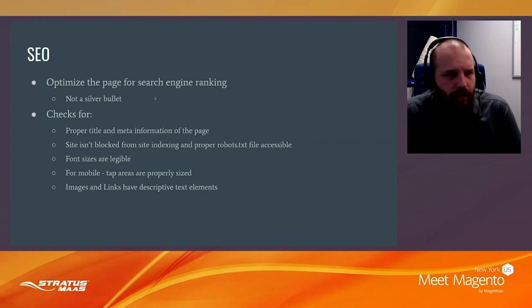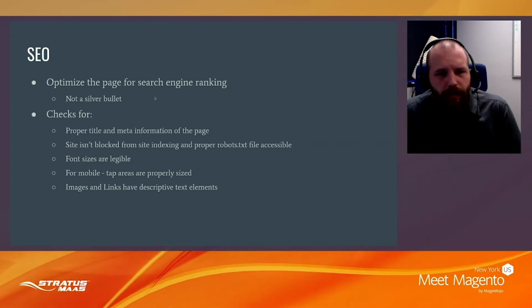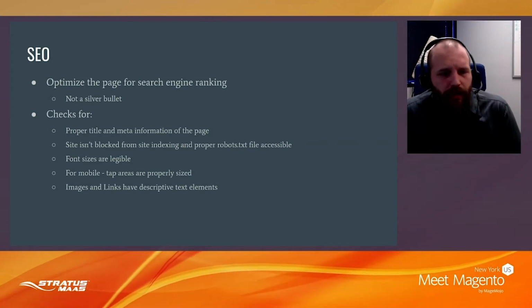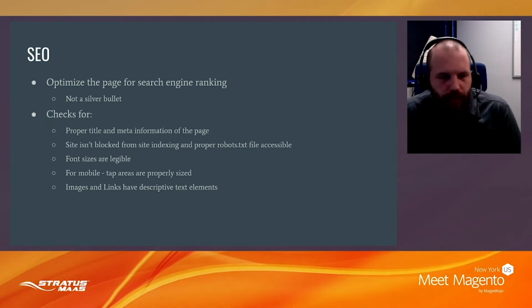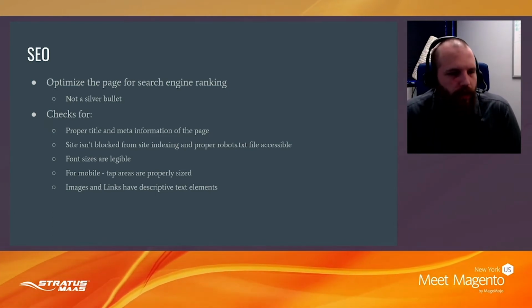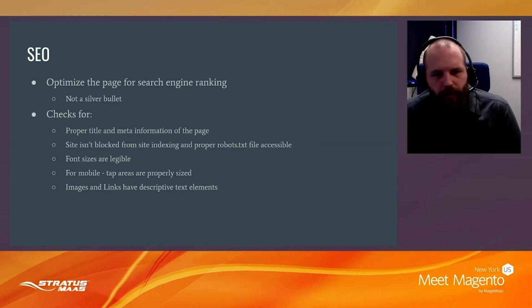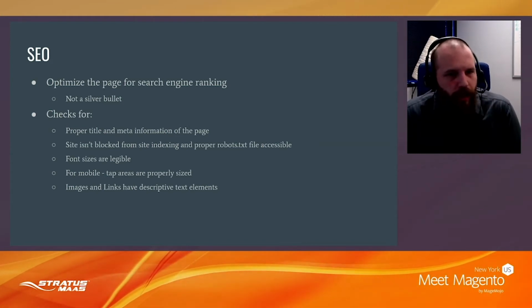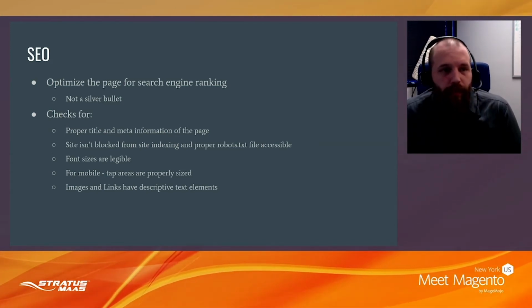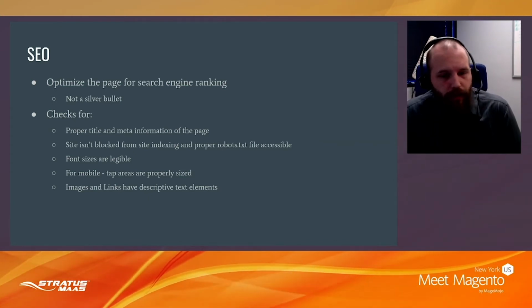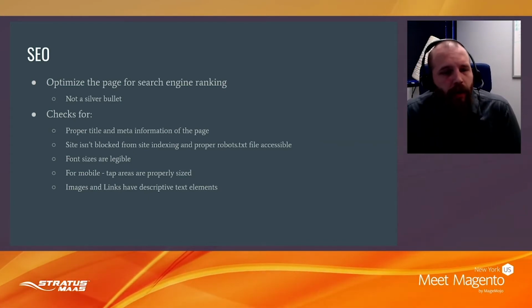And then the last section is SEO. So this is to optimize the page for search engine ranking. There's no real silver bullet to this. So if you have a score of 98, 100, that doesn't mean you're going to rank high in Google or in Bing. But the other end of this is true, where if you do have a low score for SEO, it does hurt your chances of ranking higher.